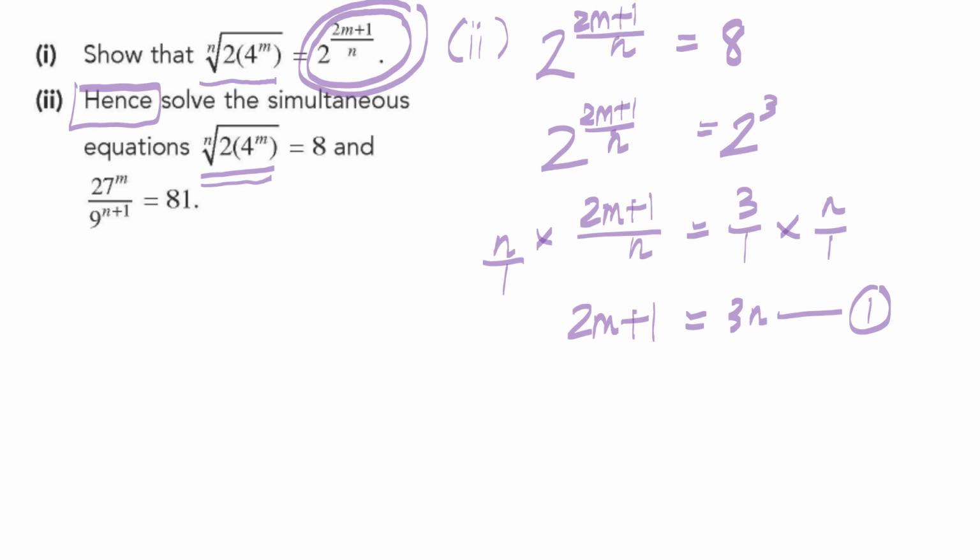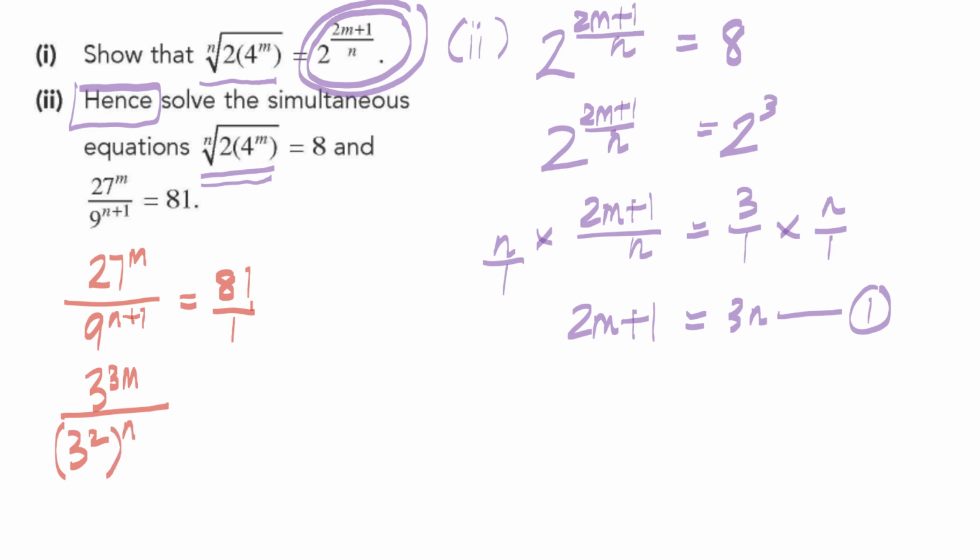Right, so we're going to work now on the second equation, and that is 27^m / 9^(n+1) = 81. 81 is 81 over 1. Okay, so from there you can see that the smallest base possible is base 3. So 27 is 3^3, and that gives you 3^(3m). 9 is 3^2, then bracket to the power n + 1. 81 is 3^4. Just a reminder, when you take 2 times n, remember to take 2 times 1 as well. So that will give us 3^(3m) over 3^(2n+2).